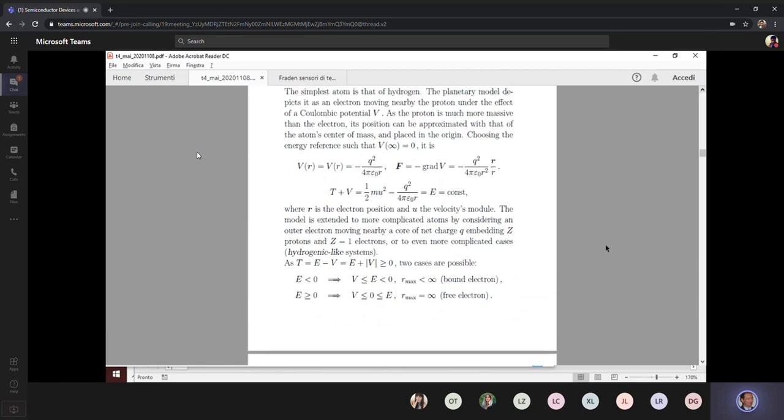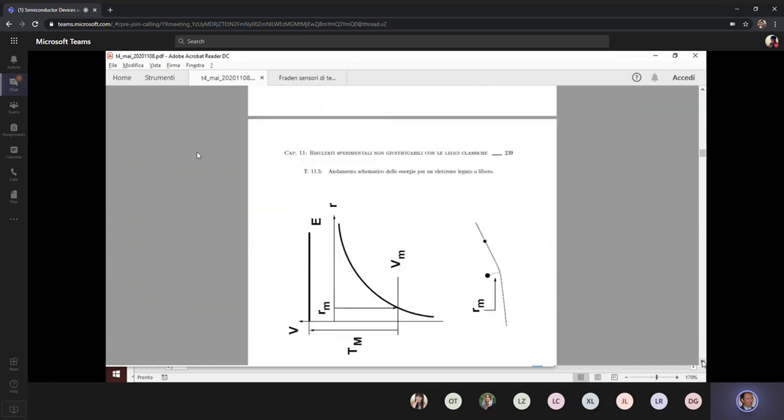So this part simply describes the two possibilities. E negative means bound electron, maximum distance is finite. E positive or even zero means that the electron may become free and go to infinity. So there is no limit to the distance of the electron from the nucleus.